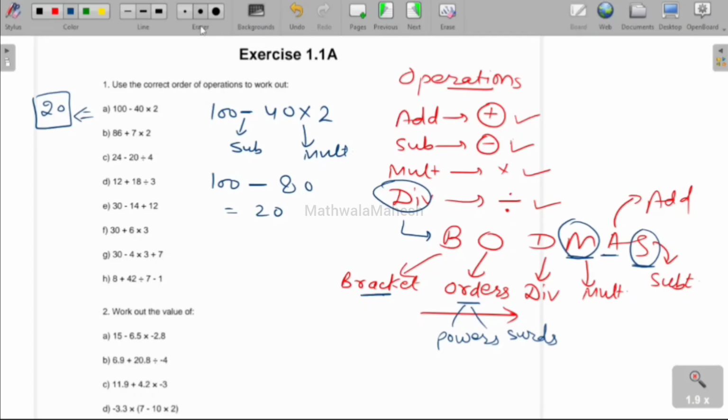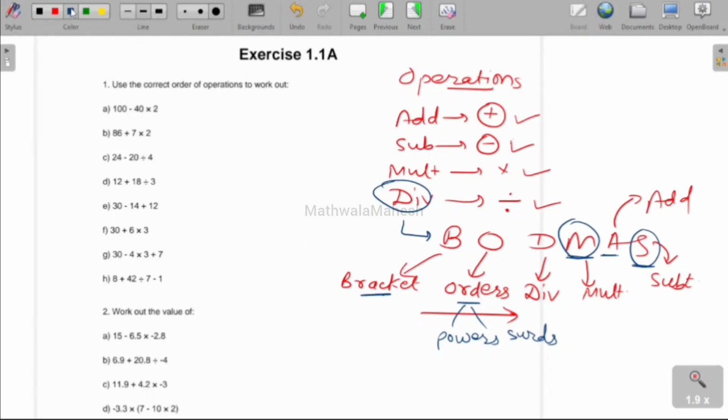This is how we will solve other questions. So the first answer is 20. Now check the second one. 86 plus 7 multiply by 2. First we will do multiplication, which is 14, and plus 86. 86 plus 14 is 100. So the answer is 100.